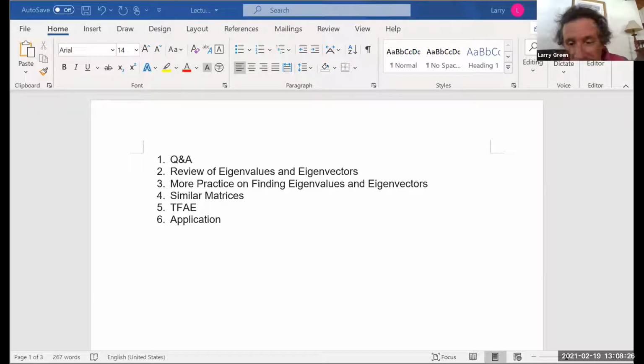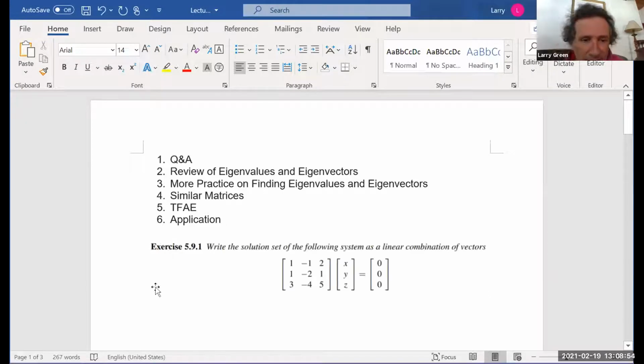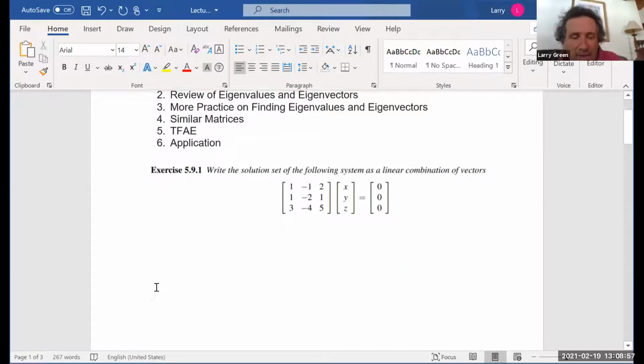Okay. The interesting thing about 5.9 number 1, which I'll pop in a moment, is that you actually don't need this section at all to be able to do it. We did this a long time ago because it happens to be homogeneous. But we'll look. Okay, so here's 5.9 number 1.